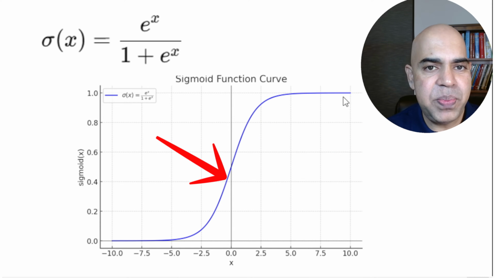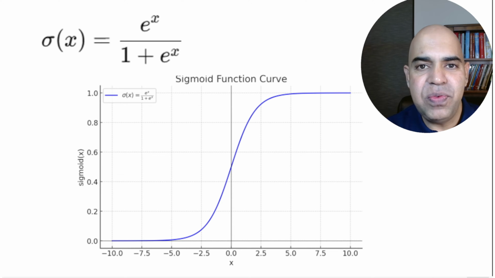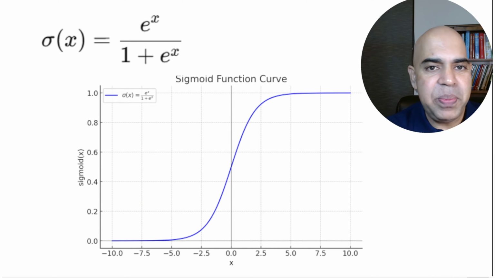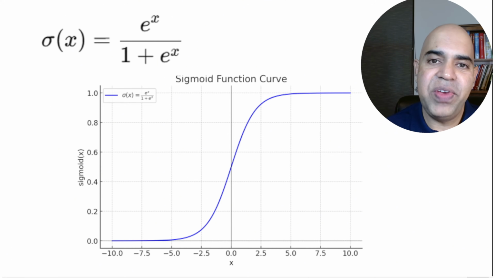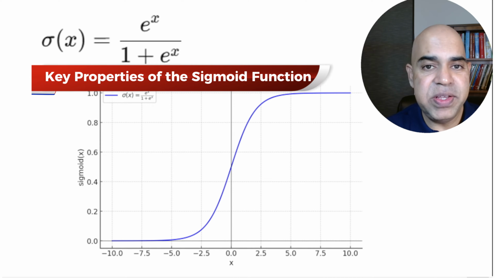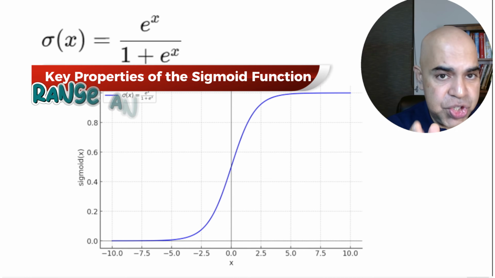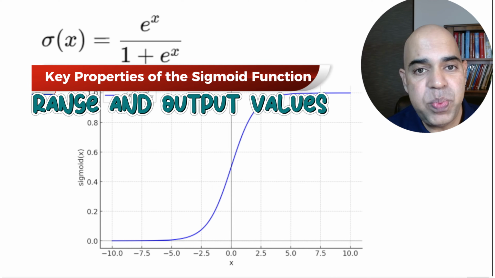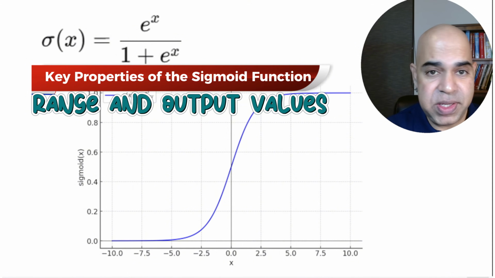This shape makes it particularly useful for converting raw values such as logits into probabilities, which is why it is often used in the output layer of a binary classification model. There are some key properties of the sigmoid function. The range and the output values are particularly of importance here. The output of the sigmoid function lies between 0 and 1, making it ideal for situations where we need an output that represents a probability.